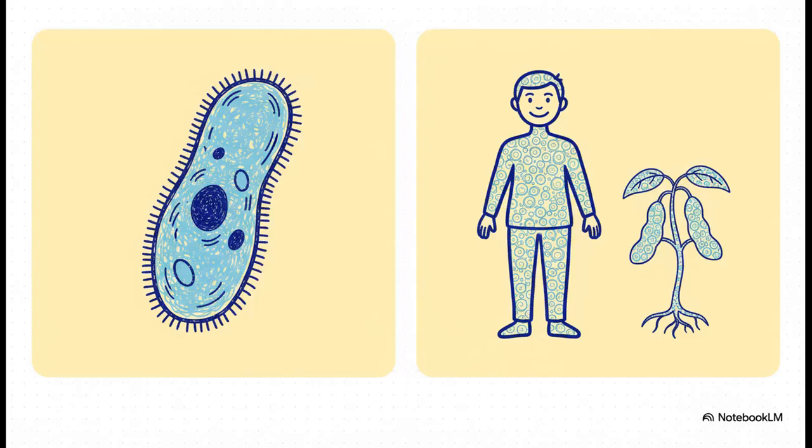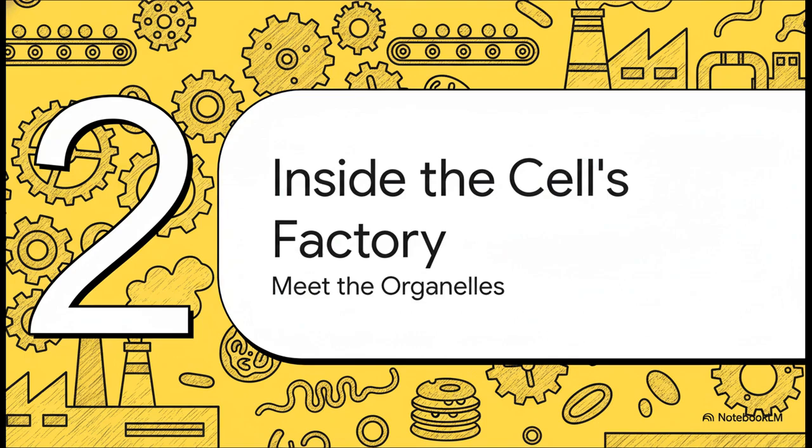Now, some living things, like an amoeba, are totally content being just one single cell their whole life. We call those unicellular. But then you've got organisms like us, or a giant oak tree, that are multicellular. We're made of trillions of cells all working together like a perfectly organized city. Okay, so let's zoom in a little closer. If you think of a cell as a busy, bustling factory, what are all the little machines inside that are actually doing the work? Well, it's time for us to meet the organelles.